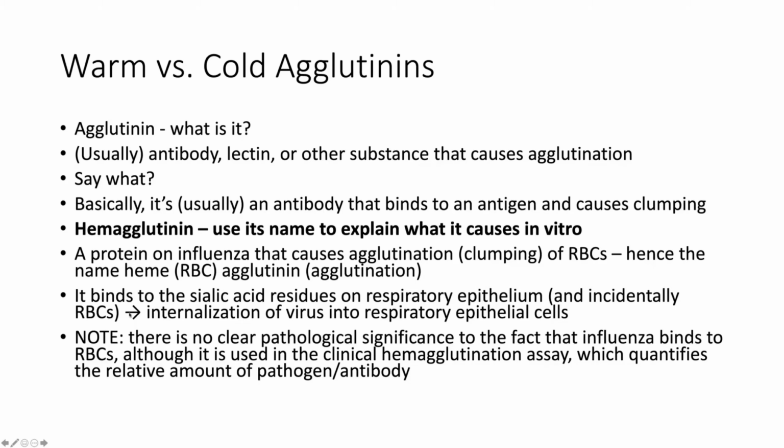But yeah, it's not the main thing that you need to know for tests and for life. This is the thing that allows it to bind to sialic acid residues on respiratory epithelium. The H allows it to bind to the sialic acid on the respiratory epithelium, and the N, the neuraminidase, allows you to cleave the sialic acid so that it can then leave, right?